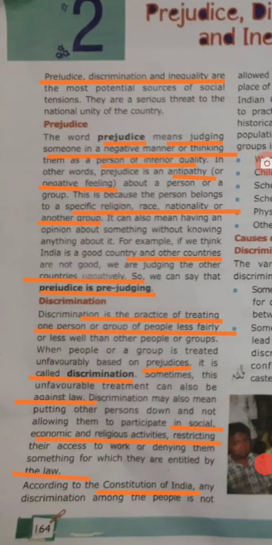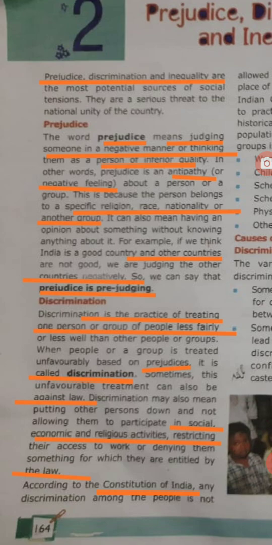Now we will see what your text is about. Prejudice, discrimination, and inequality are the most potential source of social tensions. They are a serious threat to the national unity of the country. So we can say that these three are social evils or social tensions in our society, in the country. They can lead to division in society.